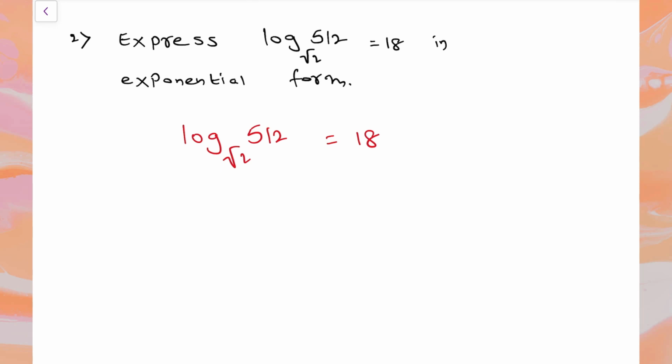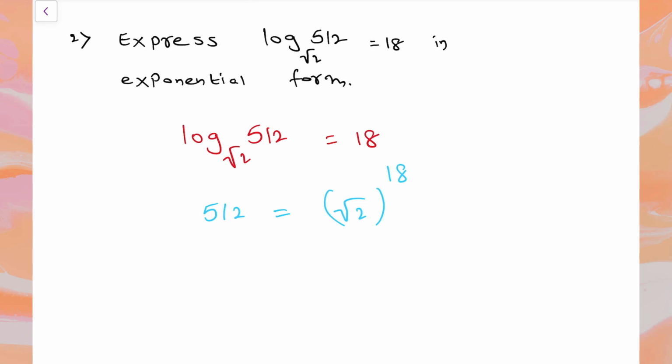Now what we need to do is, the main number is 512, right? So write that as it is, equal to. Here the base is root 2, right? Then if you take it to that side also, that base will be base only. So root 2. Here the answer is 18, right? Write that 18 as the power here. So this is how we convert logarithmic form to exponential form. So 512 equals root 2 whole power 18.